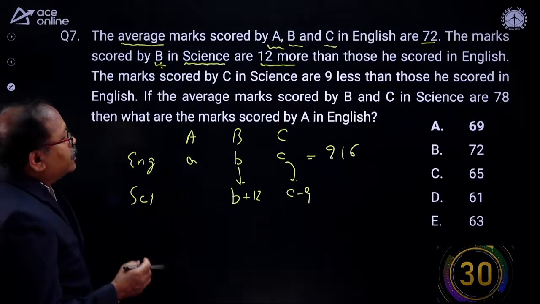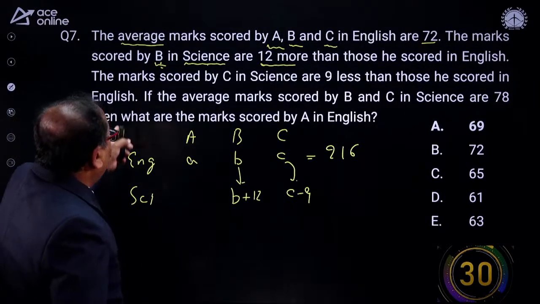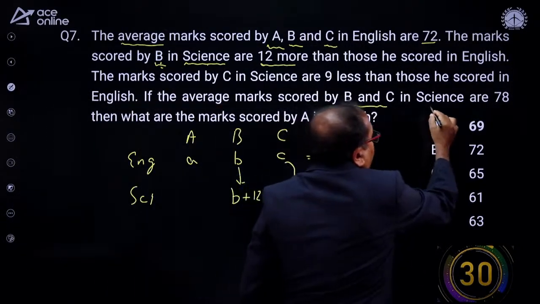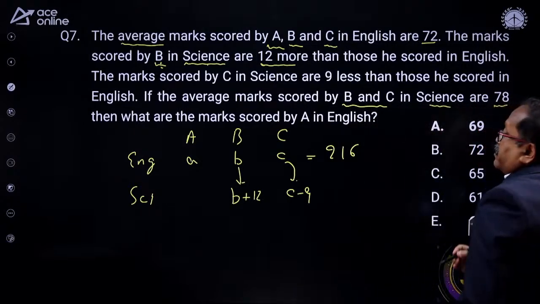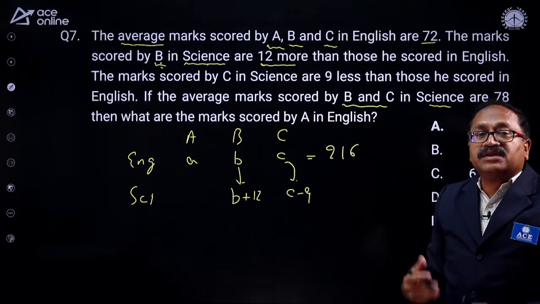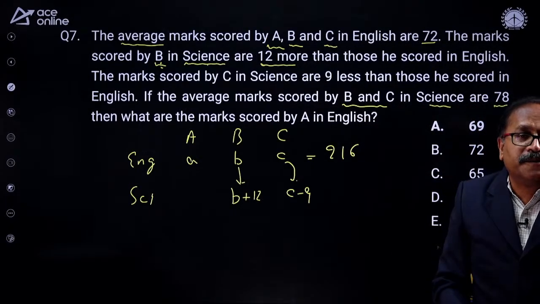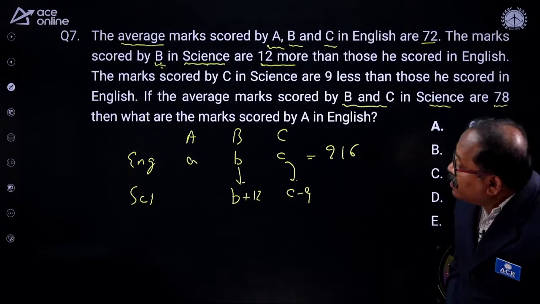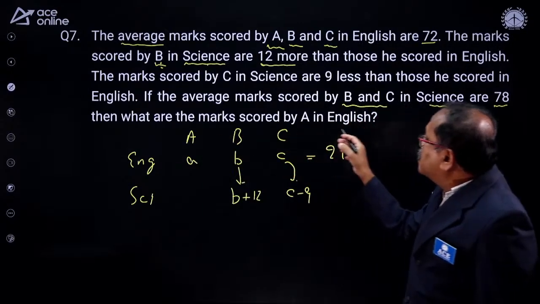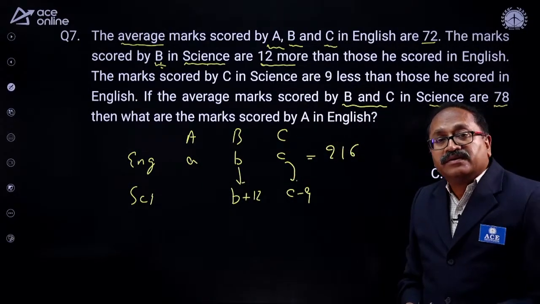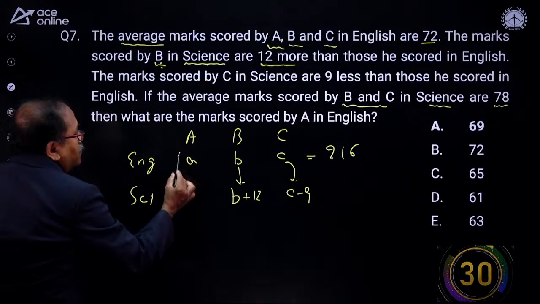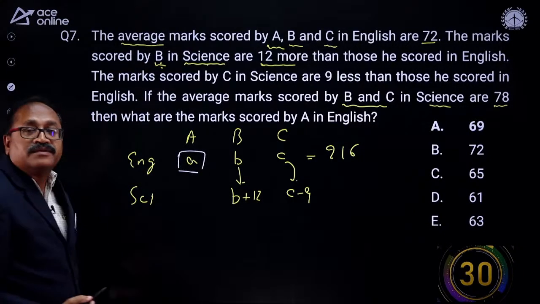Okay. उसके आगे क्या दिया हुआ है देखिए. If the average marks of B and C in science is 78. B and C के average marks 78 है तो total marks भी निकल आएगा. और हमें मालूम है total marks जो है इसका sum होगा. Then what is the question? What is the marks scored by A in English? ये निकालने के लिए बता रहे हैं.